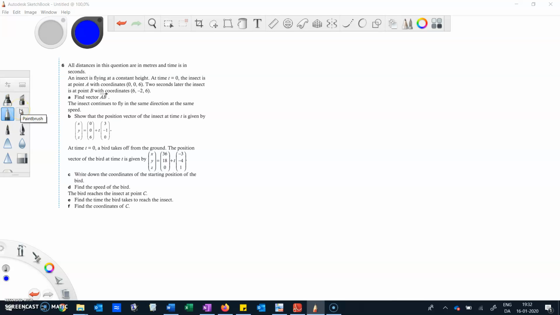Hi, so this is a problem about kinematics and vectors. I'll leave you the time for reading the different tasks. First of all, for a problem like this, it's very important to highlight in the problem what we know.